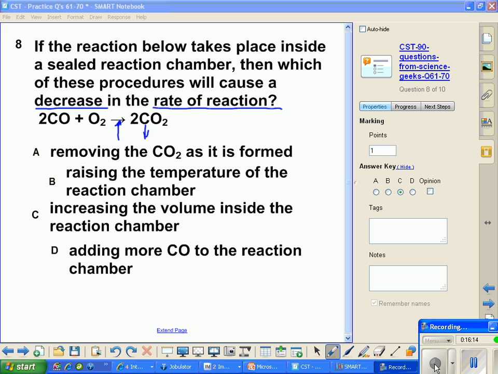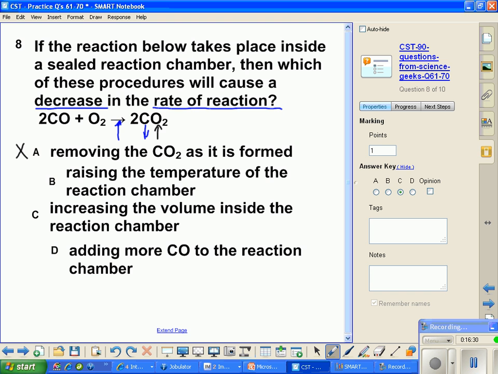Yes, Le Chat wants to increase it. To increase it, he has to go to the same side. That's going to move the forward reaction, which is not going to decrease the rate of the reaction. That will increase it. So this guy's a bogey.